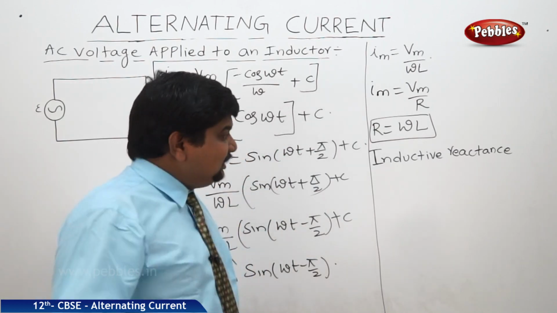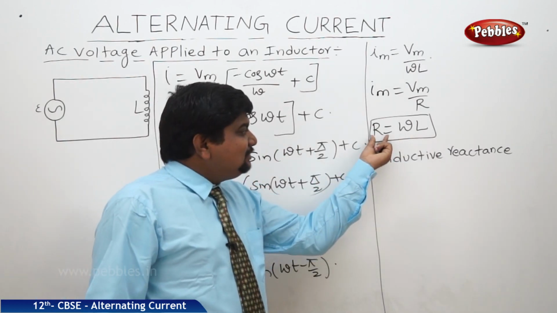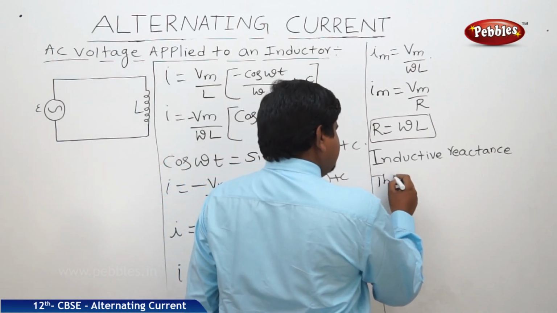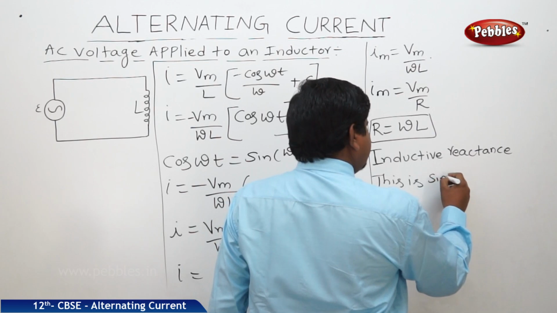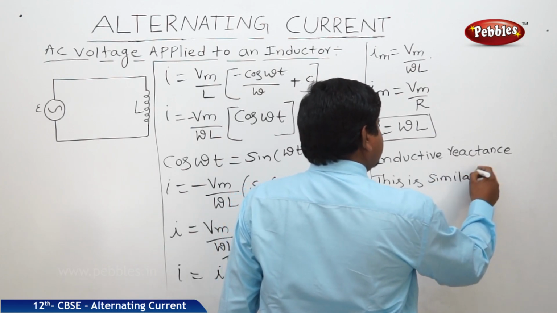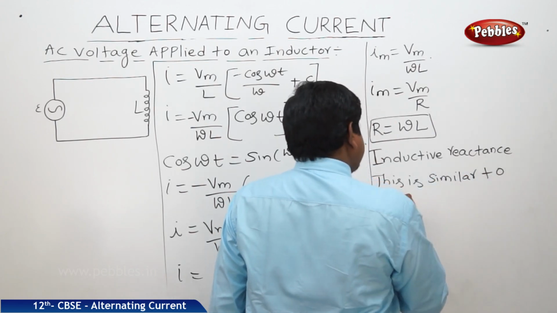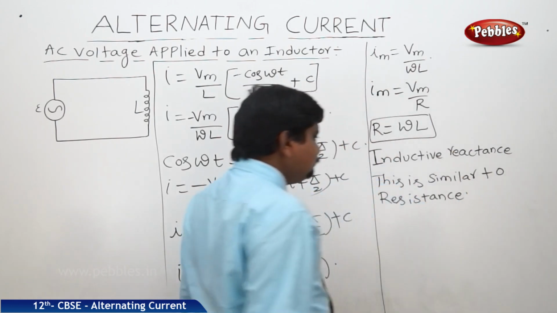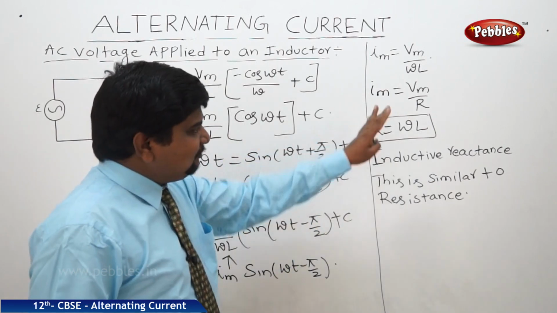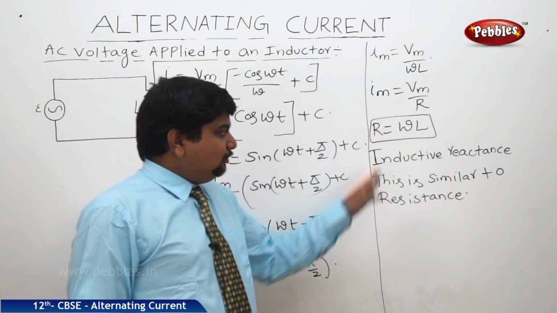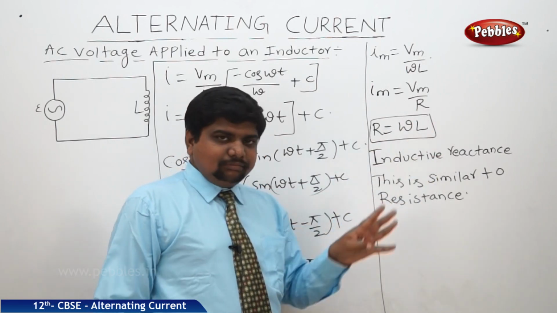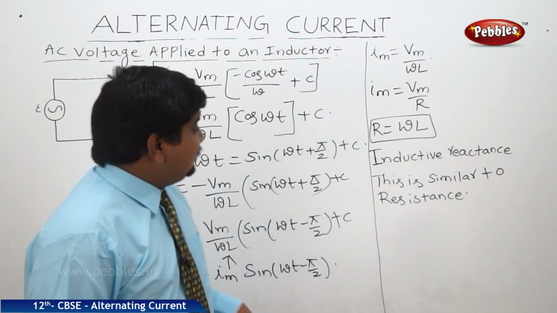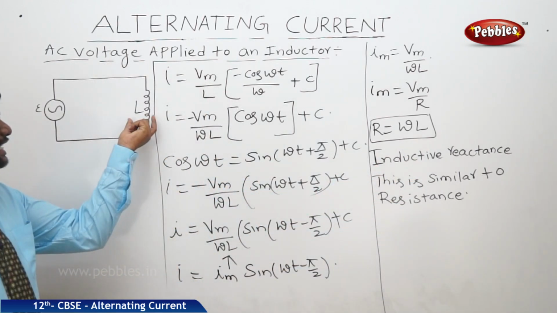The dimensions and units of this inductive reactance are similar to resistance. Then what we can understand is that R is equal to omega L, where R is resistance and omega L is inductive reactance. That means omega L is nothing but the resistance offered by the inductor.